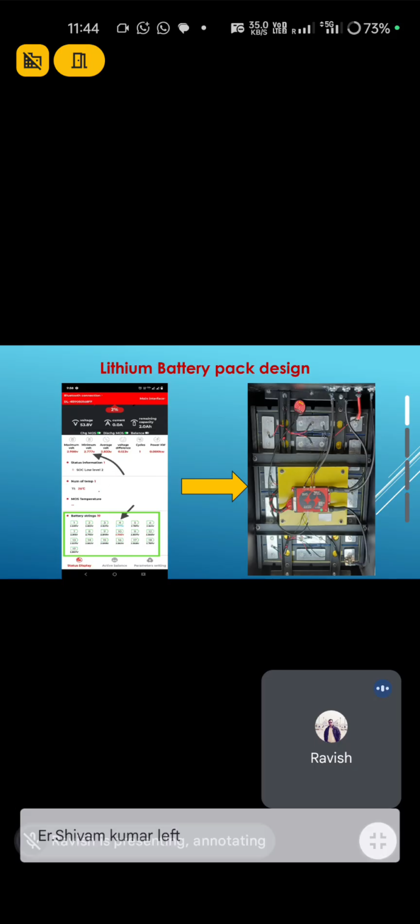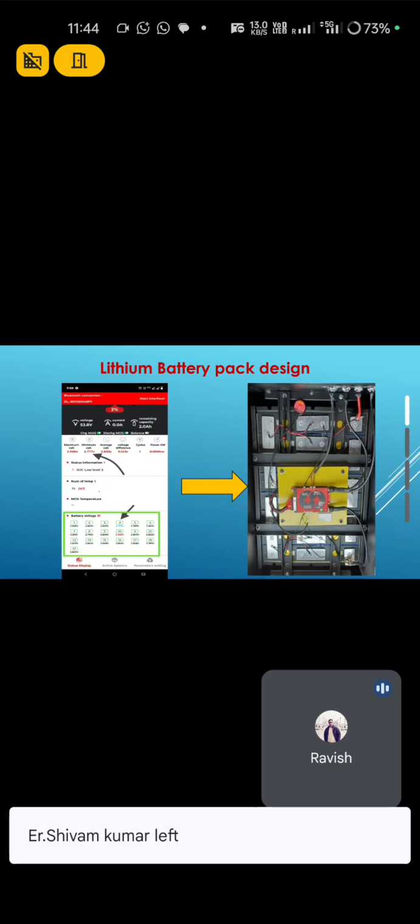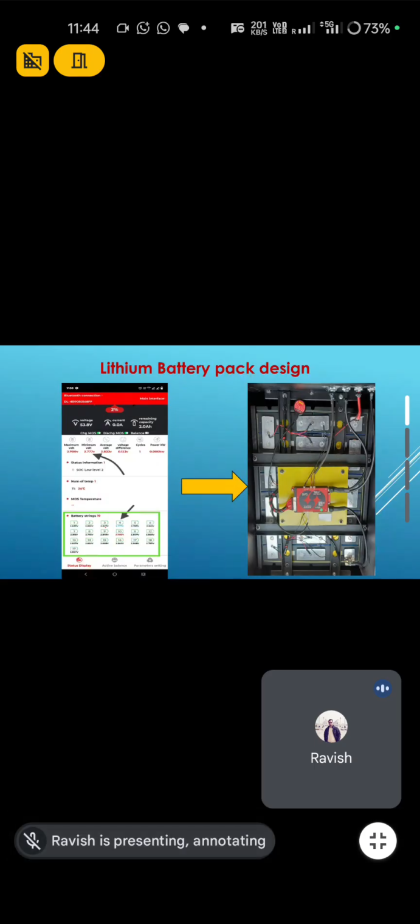If you have a problem like this, where all cell voltages are showing 2.8 volts and the fourth one is showing 2.7 volts, it means it is not a battery issue and not a BMS issue. It is an issue of charging. Your battery is fully discharged, and you need to charge the battery.